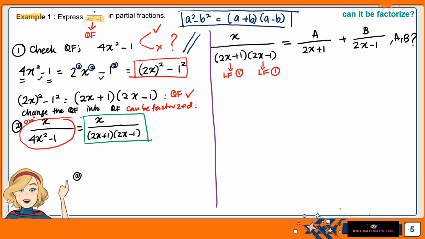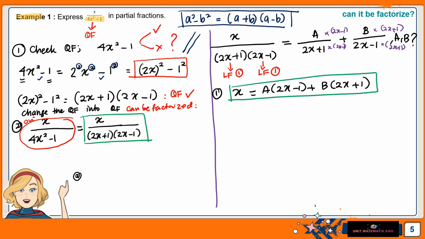Okay, so for us to find A and B, just multiply with the other linear factor so that we can get the same denominator. So here you will multiply with 2x minus 1, and here 2x plus 1. Okay, next step, write down, because our denominator is the same, we can just write down the numerator. So here is your new equation that we can use for us to find our A and B.